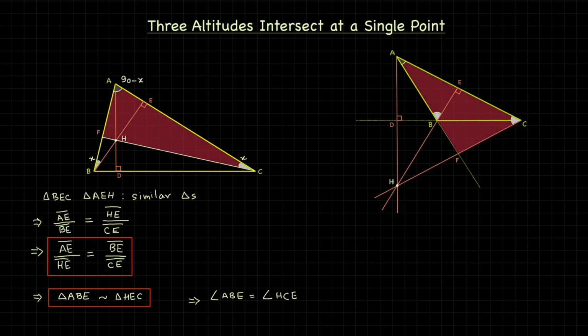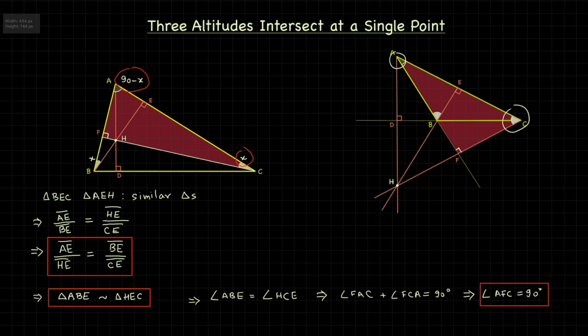Now finally, let's consider the maroon triangle highlighted here, triangle AFC. We have already found that the gray angle FAC is 90 minus x and the angle FCA marked with white is of measure x. What that implies is angle AFC shown here has to be a right angle. So we have been able to prove that CF is an altitude and all three altitudes intersect at the orthocenter.